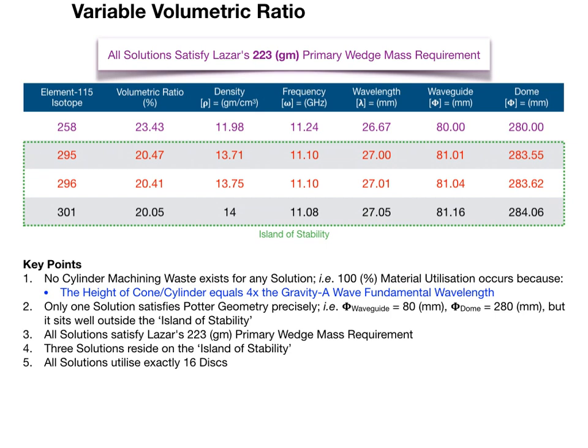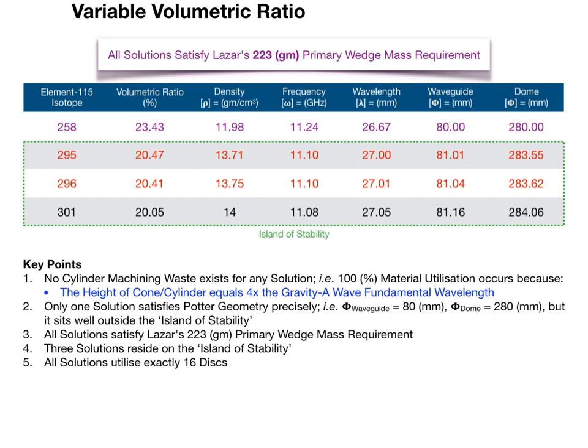The key points here are: number 1, no cylinder machining waste exists for any solution. That is, 100% material utilisation occurs because the height of the cone/cylinder equals 4 times the gravity A wave fundamental wavelength.